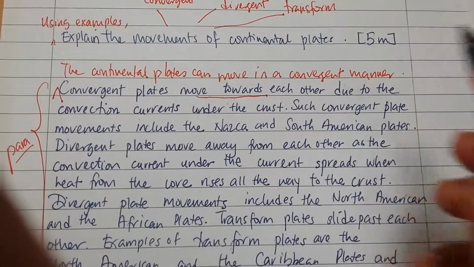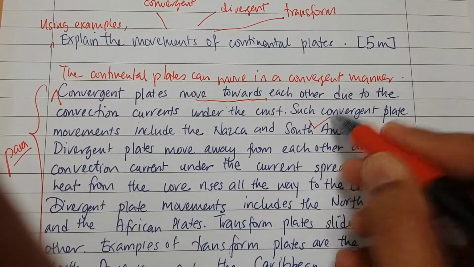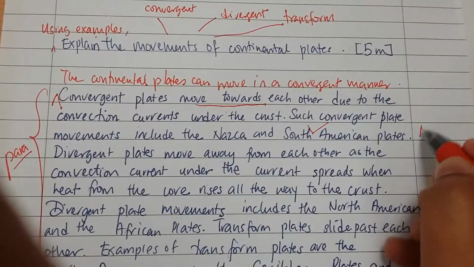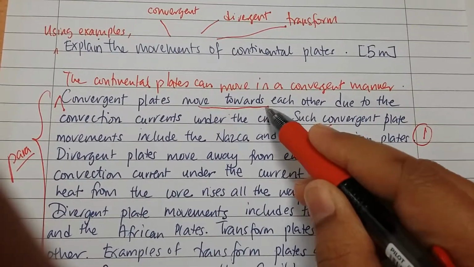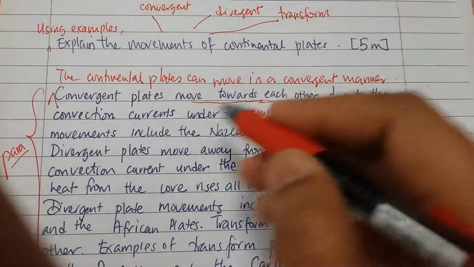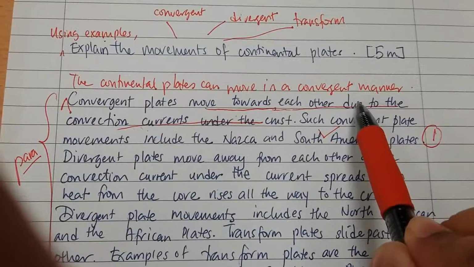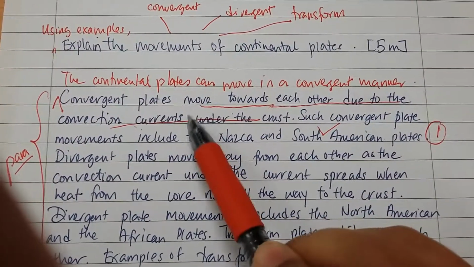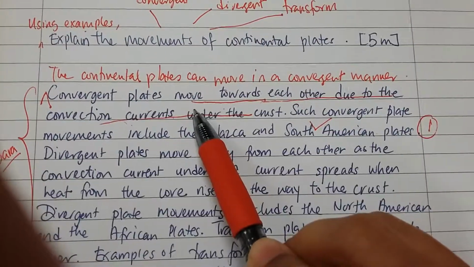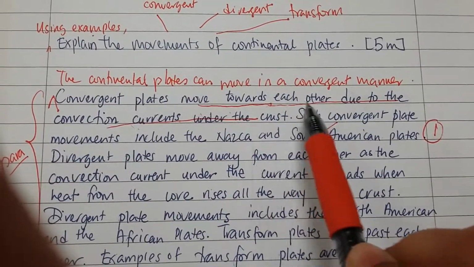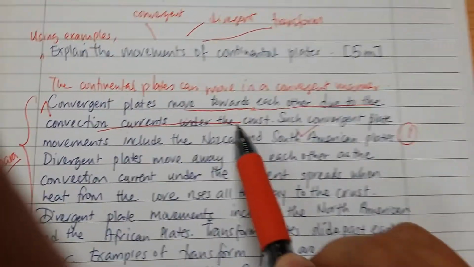Okay, so the example is correct, so I can give you what you mark yes, and you define it correctly, so you get a mark there. But the explanation is very poorly done. It is what I call the sweeping statement. You say that it is due to the convection current. Now what happened underneath the crust that caused the continental plates to be pulled towards each other? So you need to give me more details.